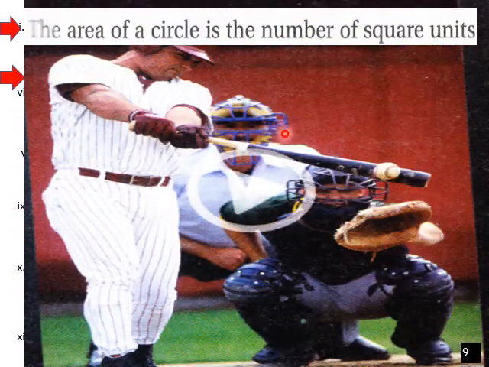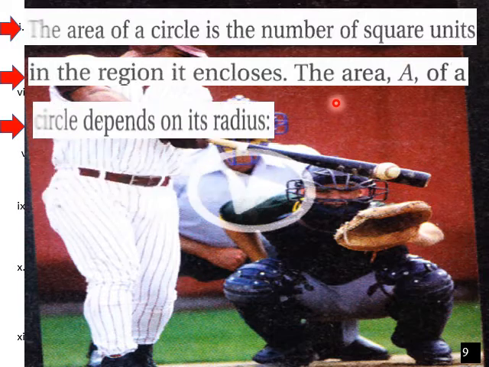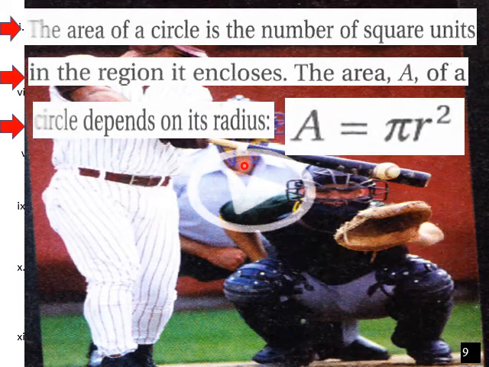The area of a circle is the number of square units in the region it encloses. The area A of a circle depends on its radius. Area equals pi r squared.